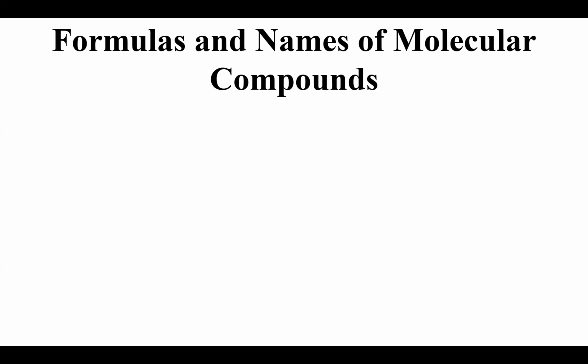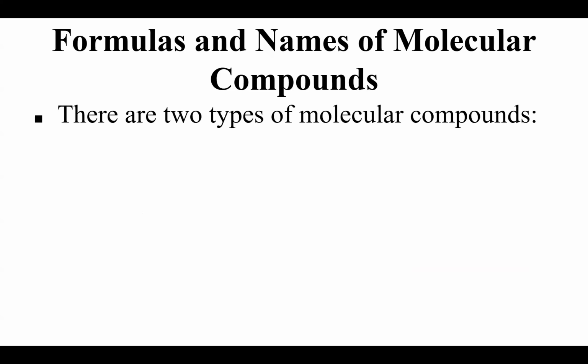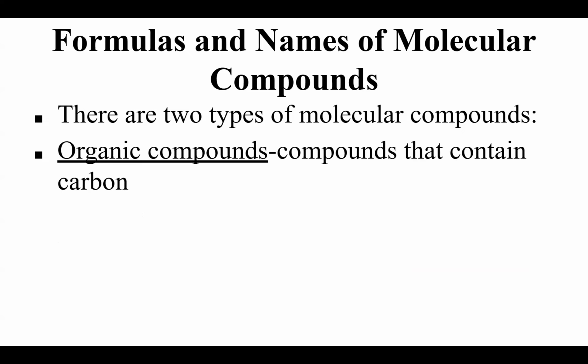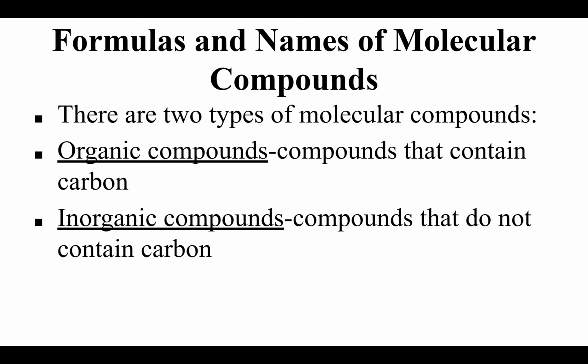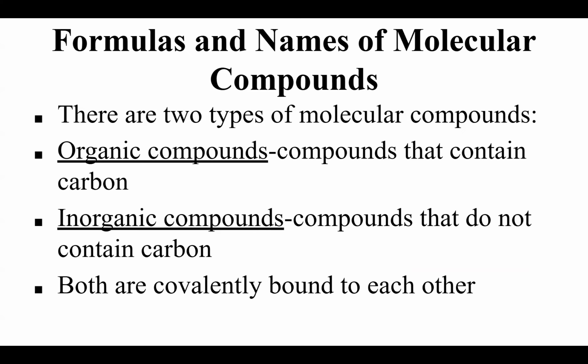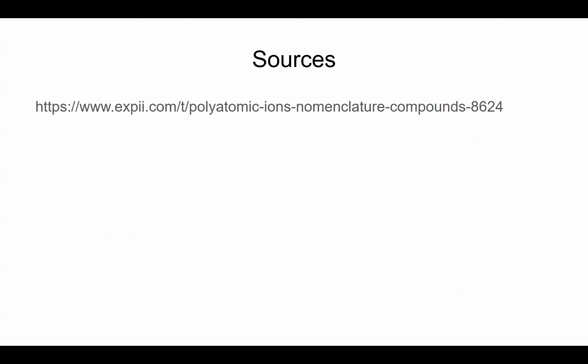Now let's look at formulas and names of molecular compounds. There are two types of molecular compounds. You have organic compounds that contain carbon and inorganic compounds which do not contain carbon. Both are covalently bound to each other. Remember that, it's important.